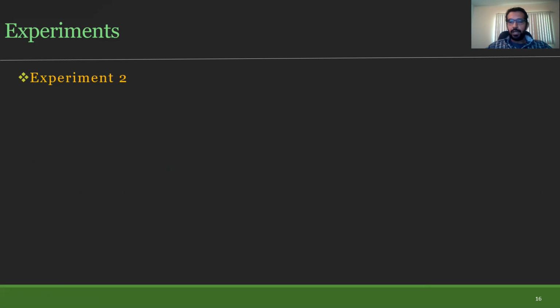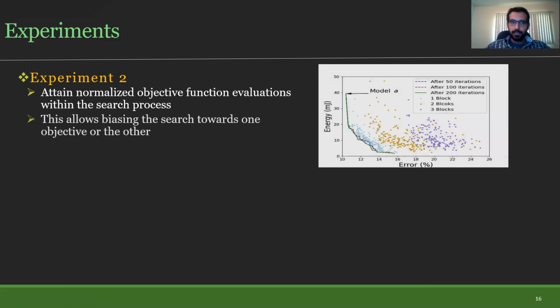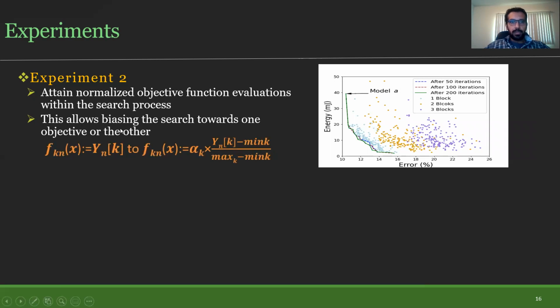So, in order to have more control over the search process, we propose to normalize the objective functions within the search process. It allows biasing the search toward one objective or the other, and then we repeated the experiment. And as you can see, now the explored models are more spread out between the 2 objective functions. This was done by altering the evaluation within the search framework from the direct evaluation, or the exact values, to a normalized version of these values. And the constant alpha k indicates how much weight you want to allocate to a certain objective function. Model A is one of the models that we are going to use for the final benchmarking.